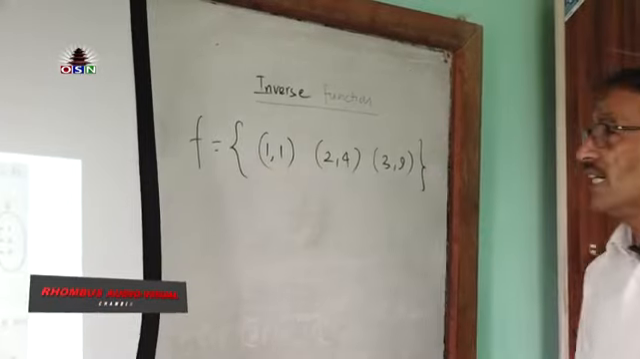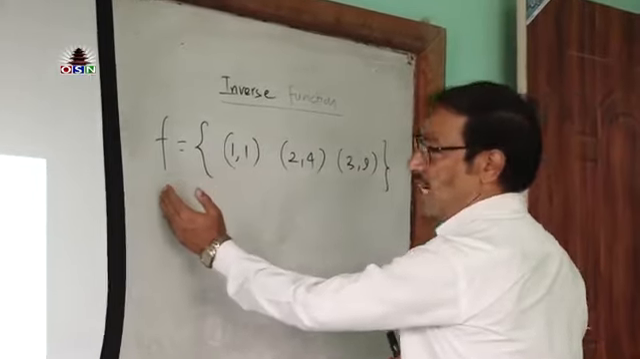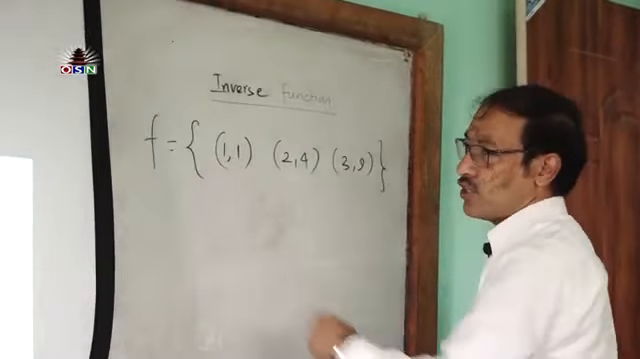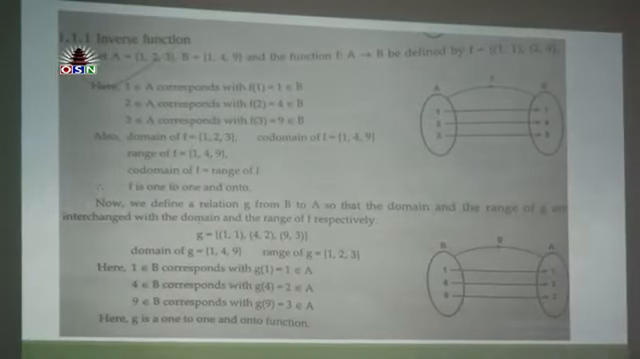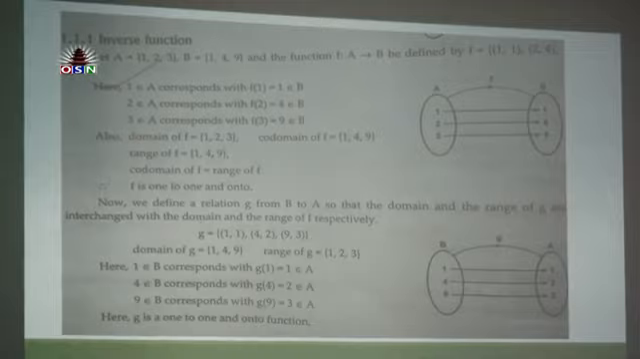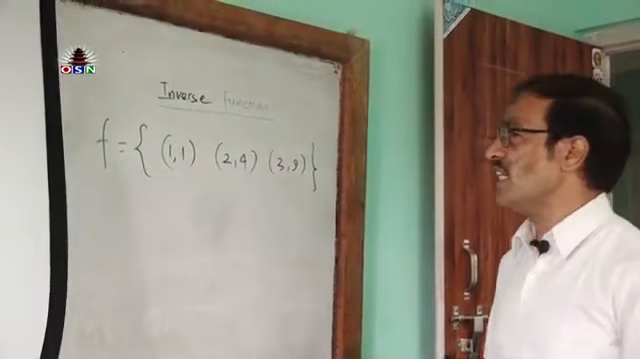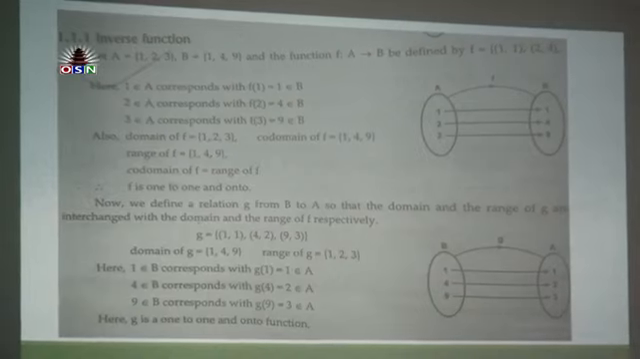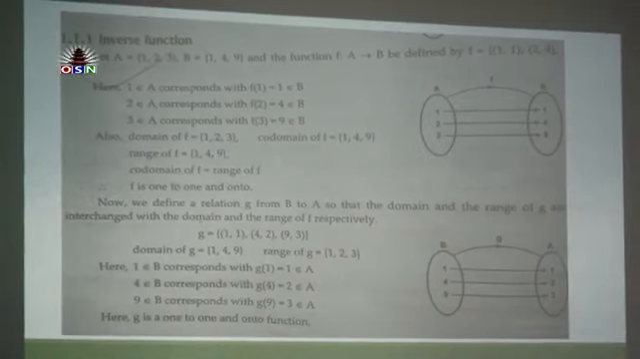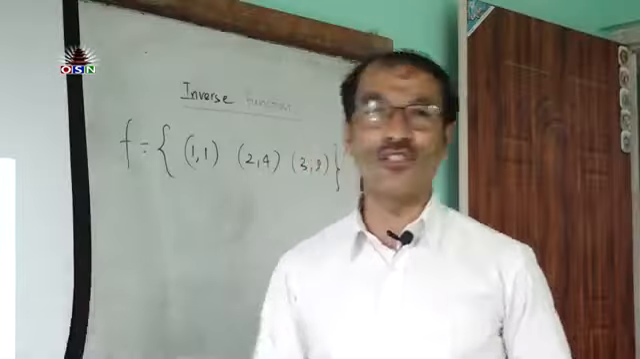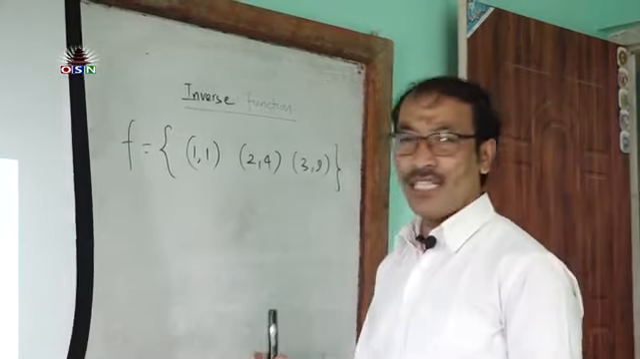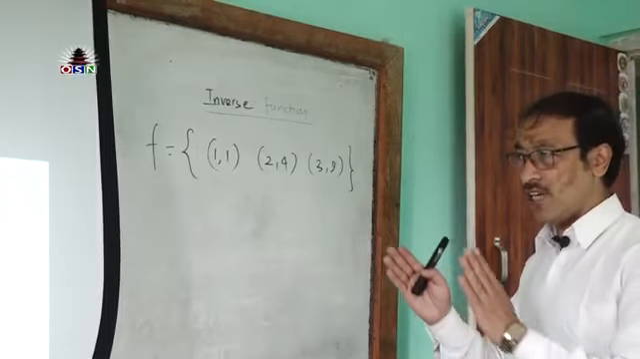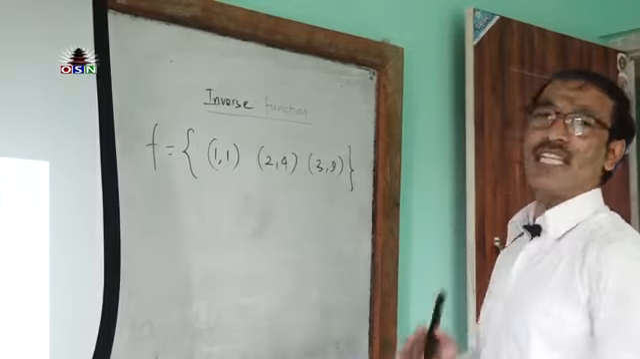So here in this function, f is denoted by a function. So here this is a function from A to B. Now what is meant by inverse function? You can see 1, 2 and 3 belong to set A. 1, 4, 9 belong to set B. Set A is the domain and set B is the codomain. Now, to define inverse function, you just exchange them.